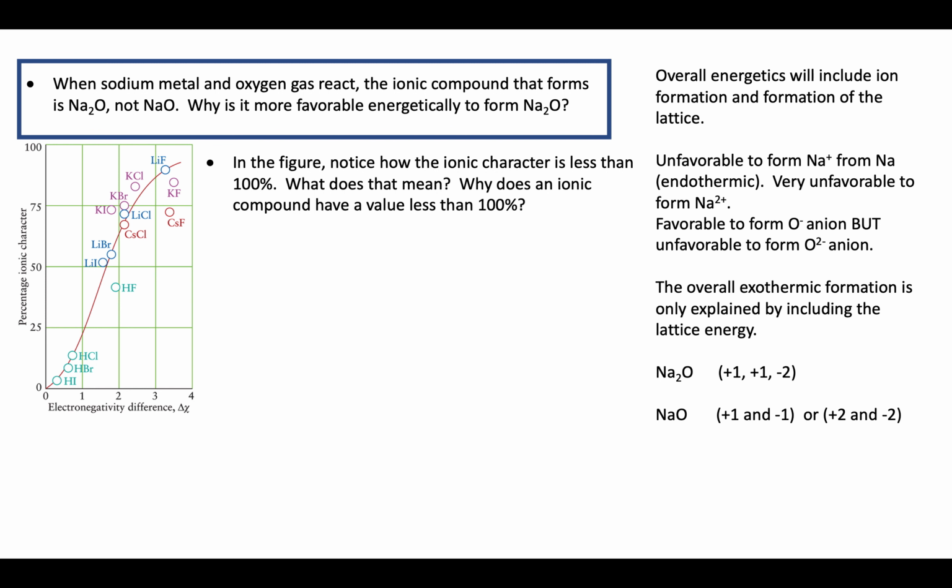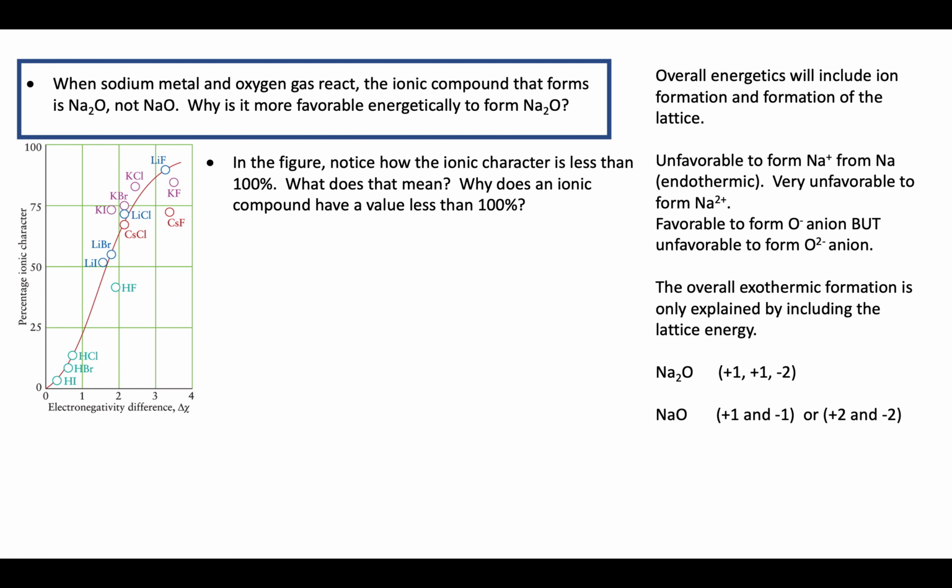So if we were to think about our different options, what forms is Na2O, with the sodiums being +1 and the oxygen -2. We could think about the lattice energy that accompanies that. It was unfavorable to form Na plus and oxygen 2 minus, but those would be included with the overall energetics and the formation of the lattice that makes it favorable.